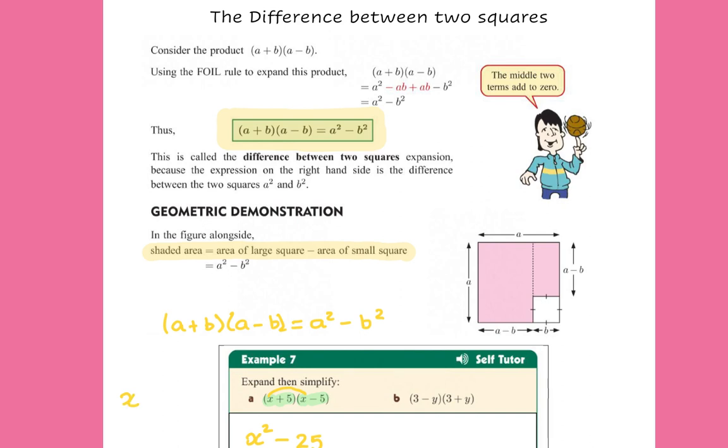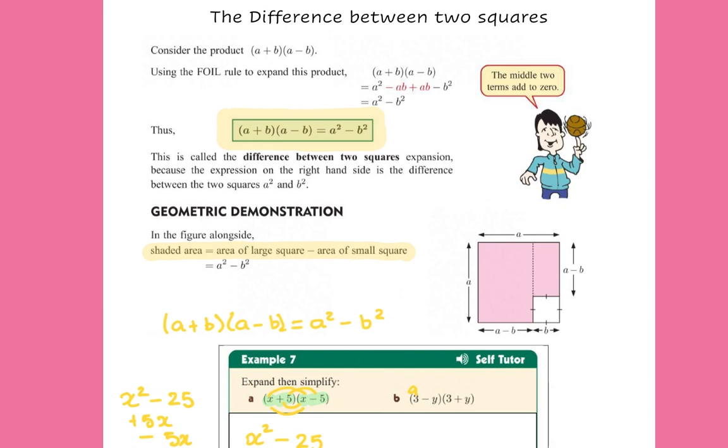Let's do it with rainbows anyway, just to see that we can do it that way. So x squared minus 25 plus 5x minus 5x. And you can see that that's what crosses off and leaves us with x squared minus 25. It's called a difference between two squares. Should we try the next one?